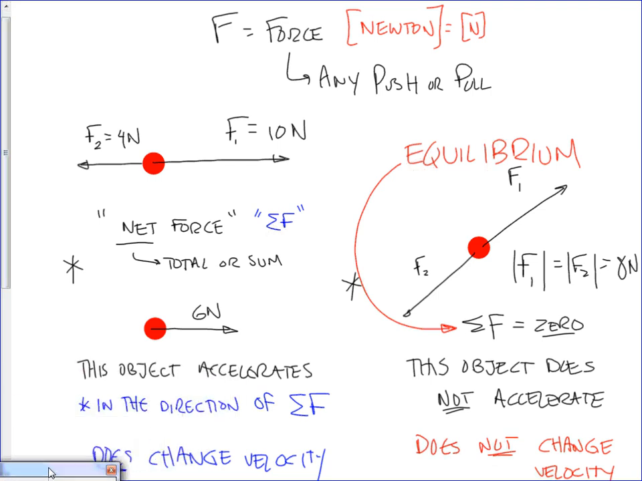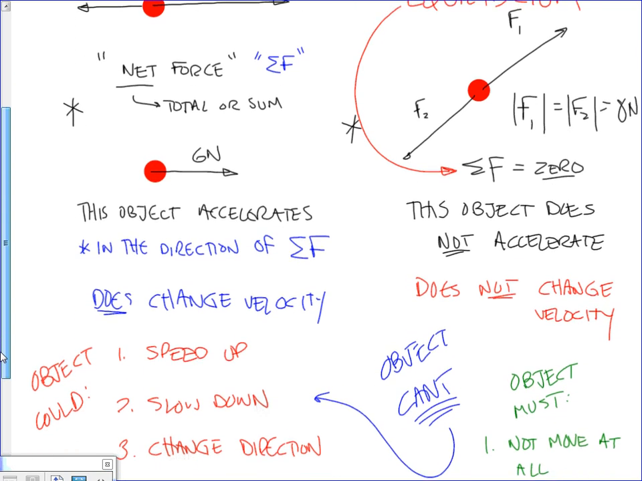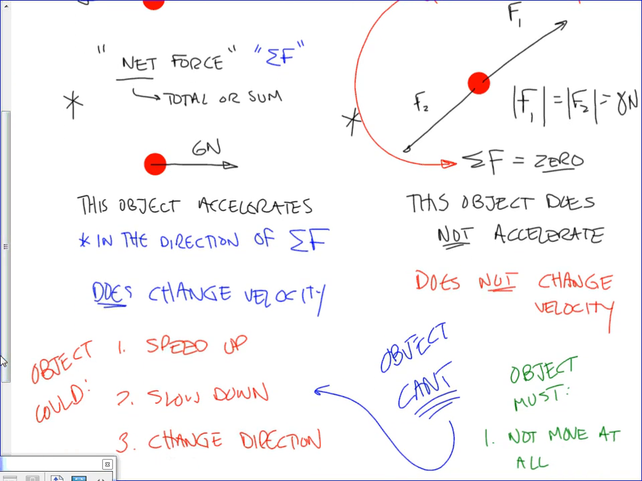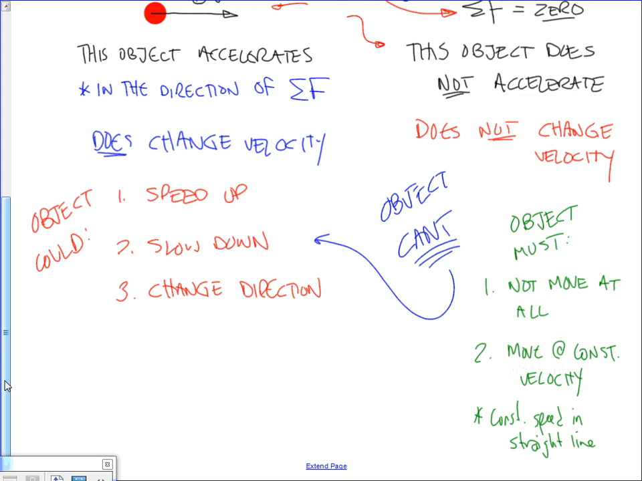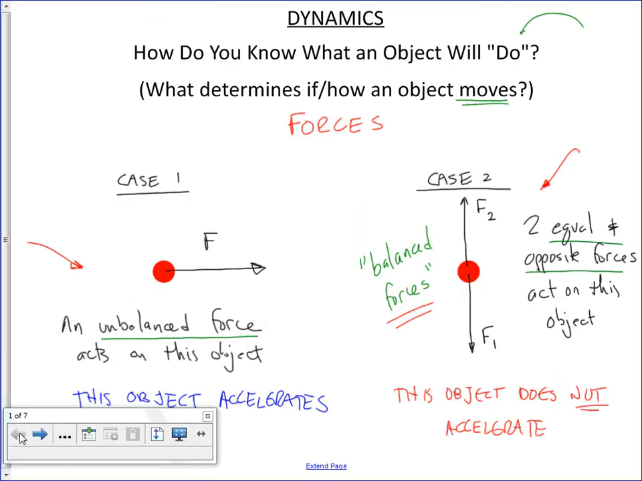The big, huge difference is that if an object has a non-zero net force acting on it, like this one on the left, the object accelerates by definition. If an object has a zero net force, either there are no forces acting on it or they all add up to zero, and the object can't accelerate. We made sure we touched on what acceleration can mean: speeding up, slowing down, or changing direction. So in order to do any of those three things, an object has to have a non-zero net force acting on it. Okay?